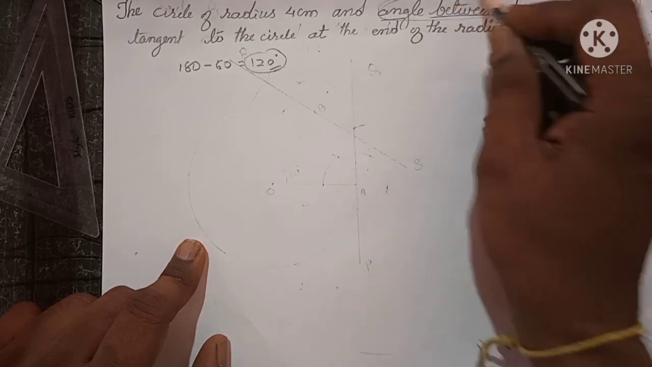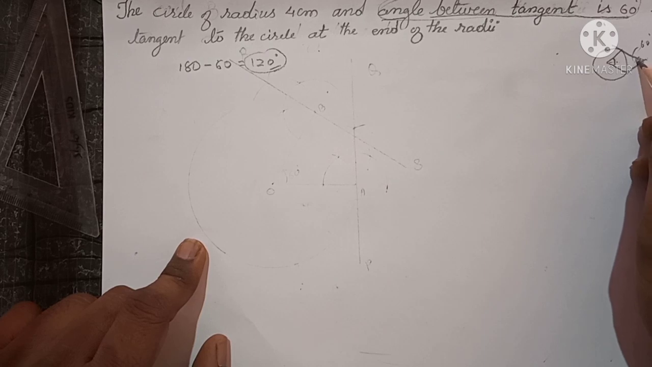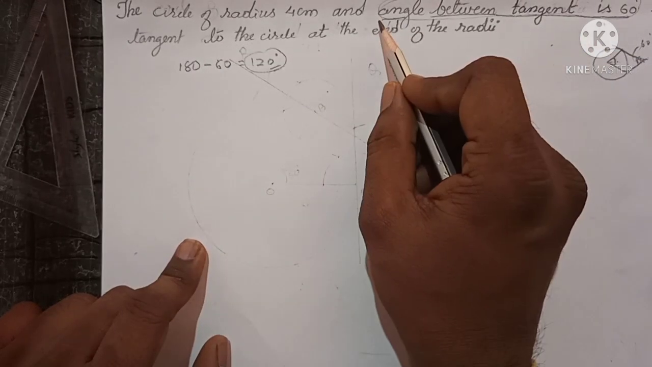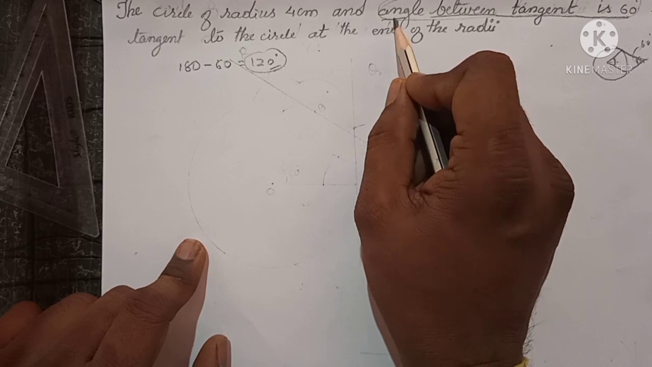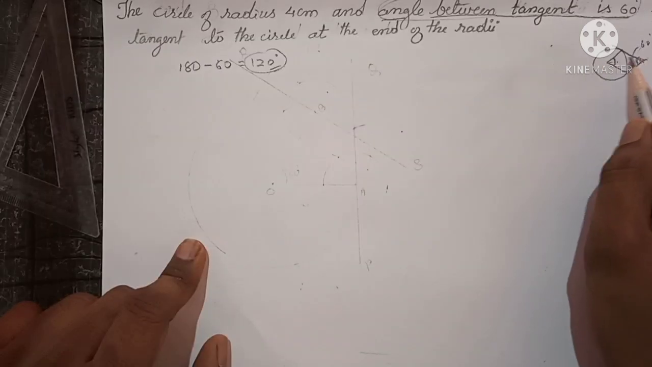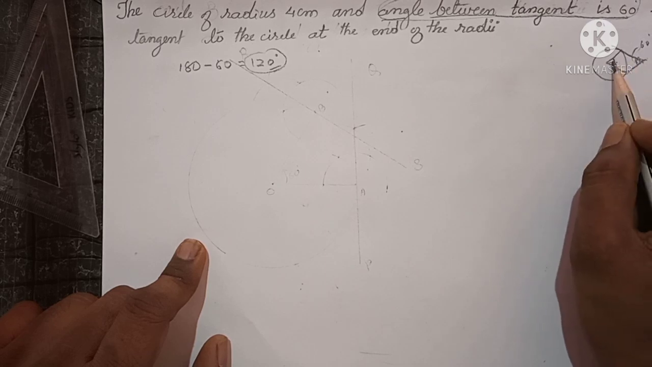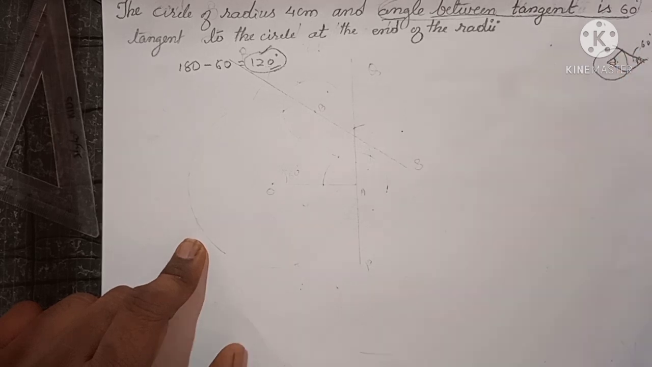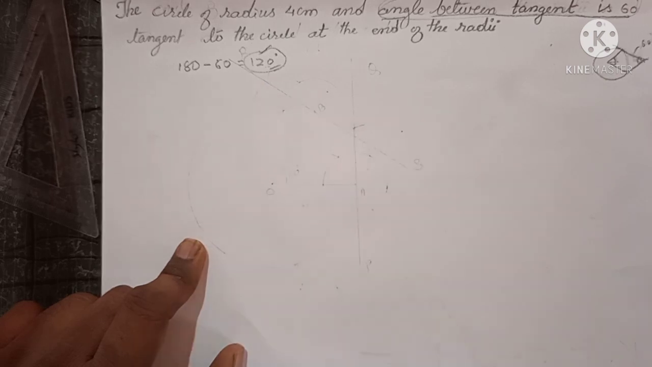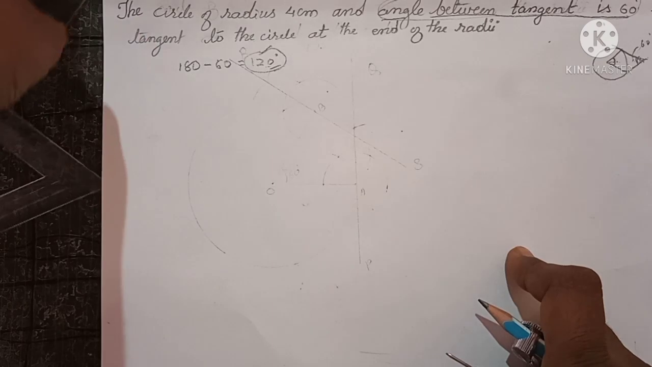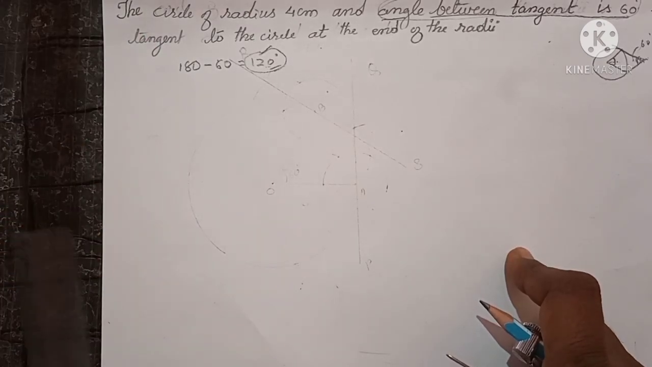In the question, the angle between the tangents is given. Therefore don't be confused in an examination. Read the question and understand whether the angle between the radii is given or the angle between the tangents is given. If the angle between the radii is given, you can directly construct the circle. Here the angle between the radii is 120 degrees. So we construct the tangents.